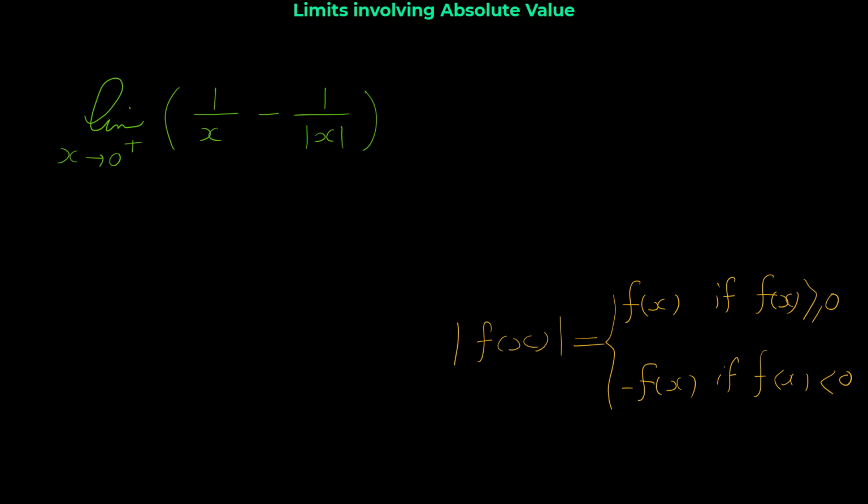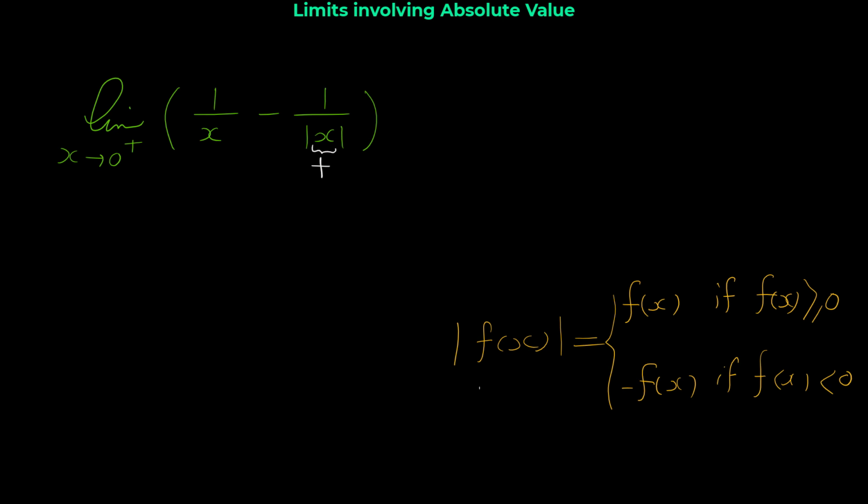Now attention to this question. x approaches 0 from the positive side, so x is greater than 0. And when x is greater than 0, the expression inside the absolute is positive. When something is positive, the absolute of that expression equals the original expression. So absolute of x equals x, simply x.